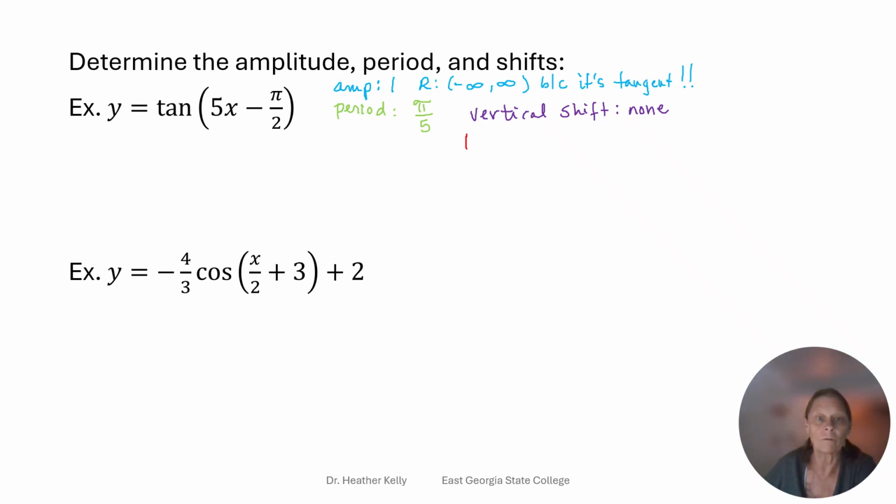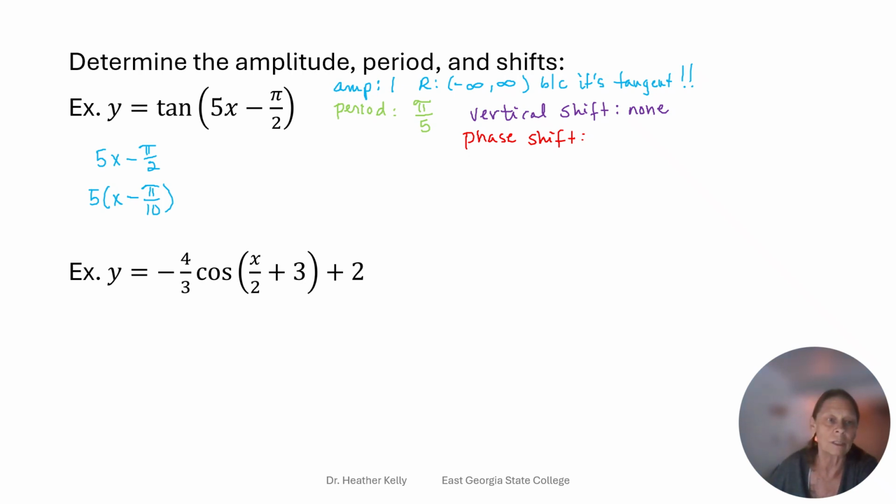And let's see what our phase shift is going to be. Let's do the work over here. We have 5x minus pi over 2. If we factor out the 5, we're left with x minus, dividing that by 5, pi over 10. You can always check it by multiplying it back through really quickly. 5 times x is 5x. 5 pi over 10 is pi over 2, so you know that you've got it.